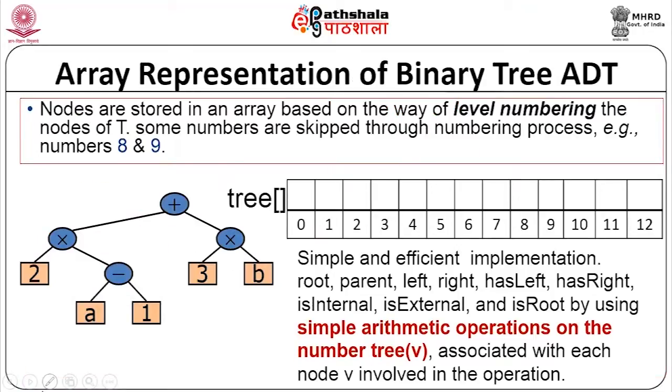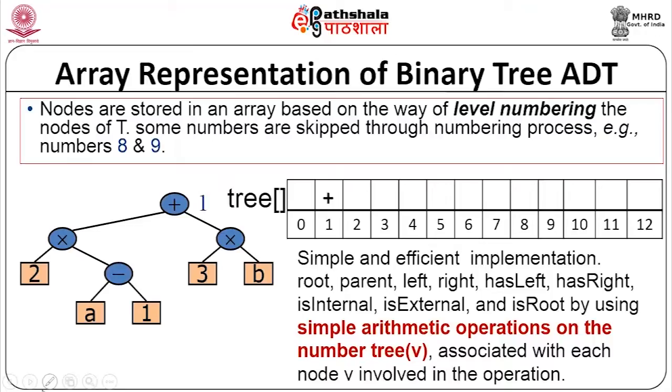So, now let us look at some of the representations of binary trees. So, first we look at array representation of a binary tree ADT. The nodes are stored in an array based on the way of level numbering. I will come to that. Level numbering the nodes of T, some numbers are skipped through the numbering process. So, here we have these are the nodes. This is a simple and efficient implementation. Root, parent, left, right, has left, is internal, is external, is root, is just an arithmetic operation. Okay. So, that way it is a very simple and efficient operation.